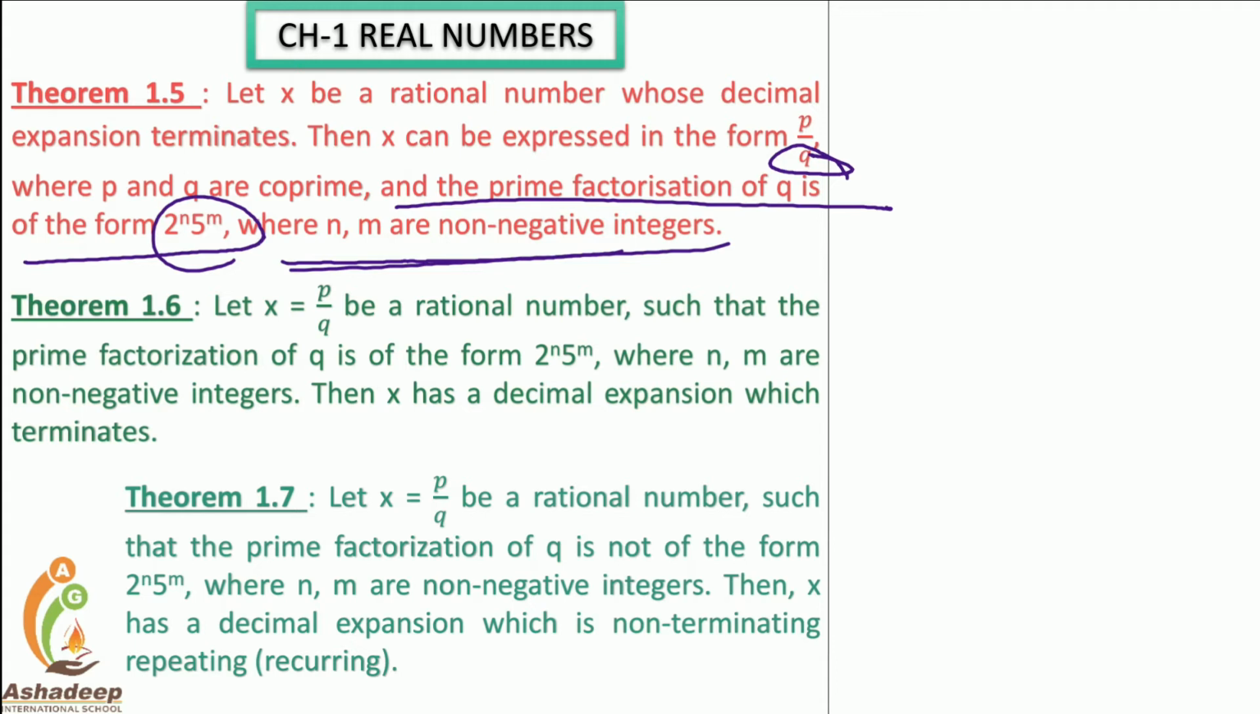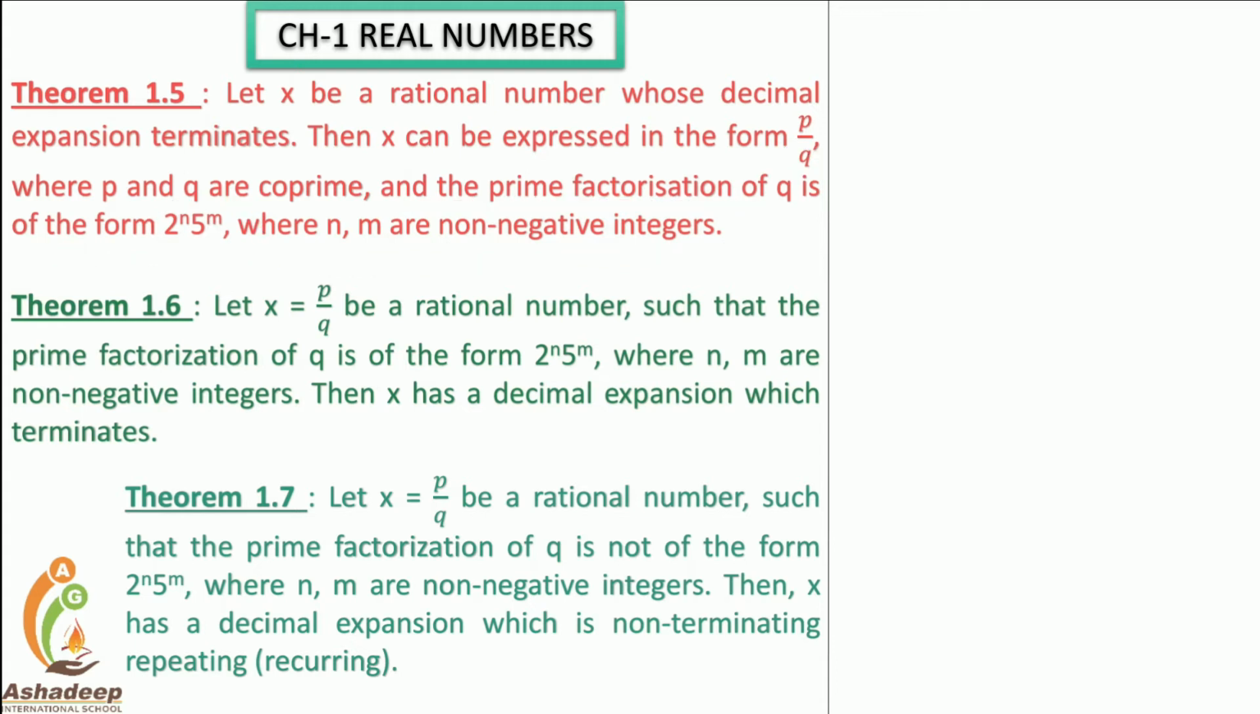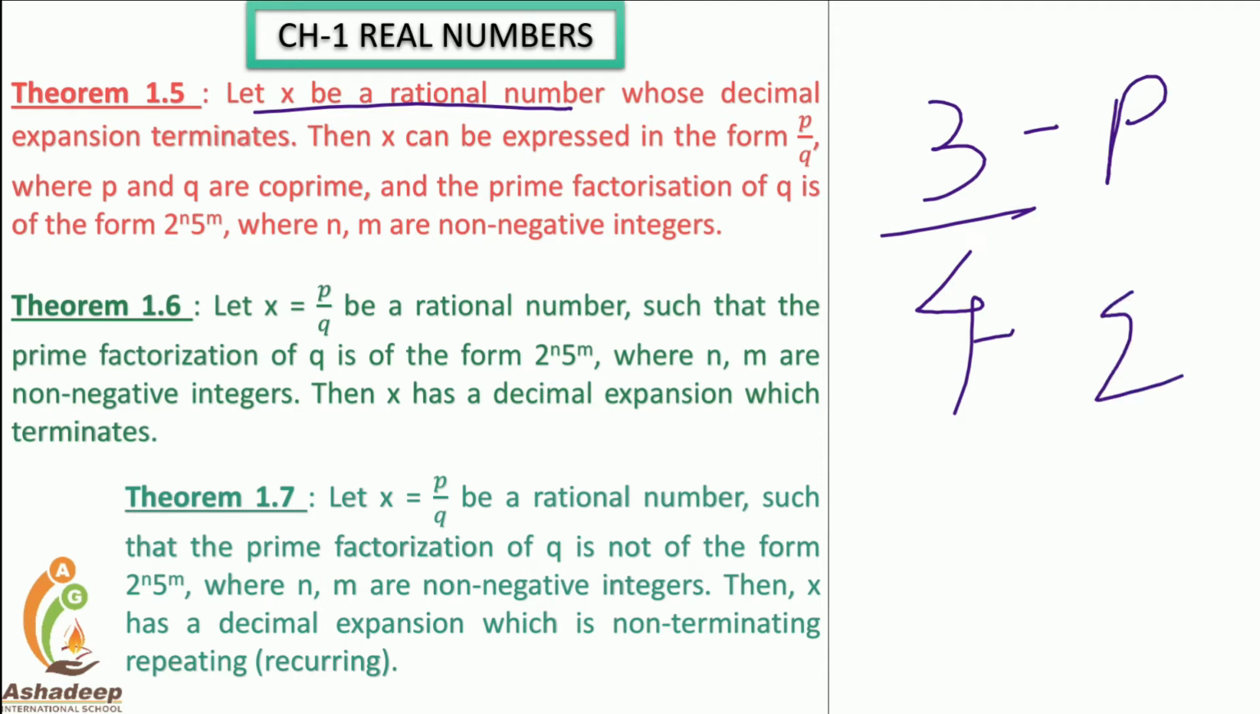Now what does it mean? If x is a rational number, for example 3 by 4, this is a rational number in the form p by q. This is the p and this is the q. If it terminates, then x can be expressed in the form p by q where they are co-prime numbers. 3 and 4 are co-prime because the common factor is 1, the HCF is 1.